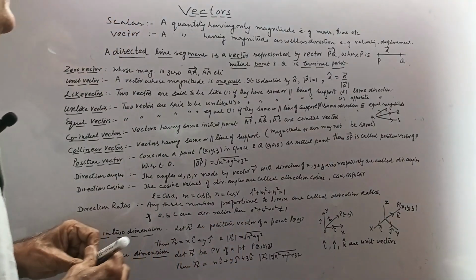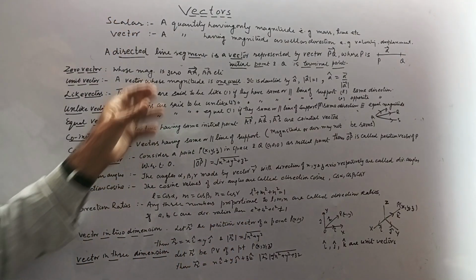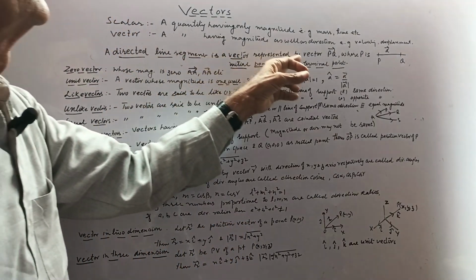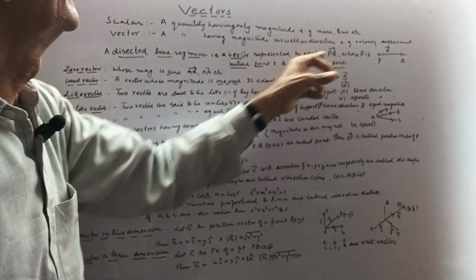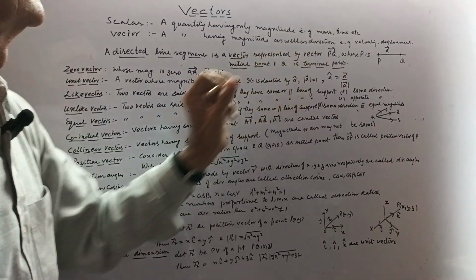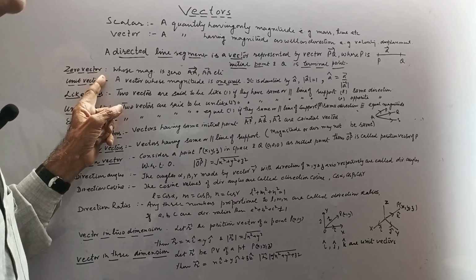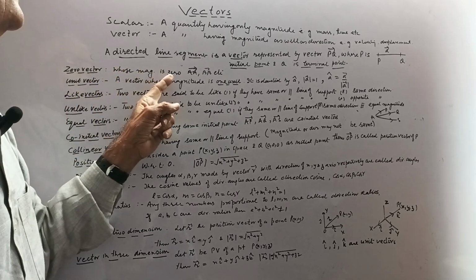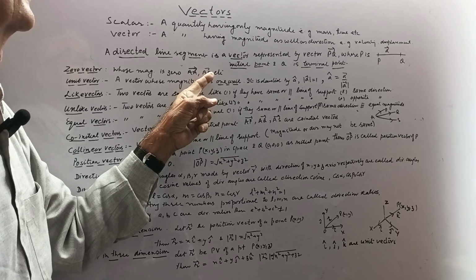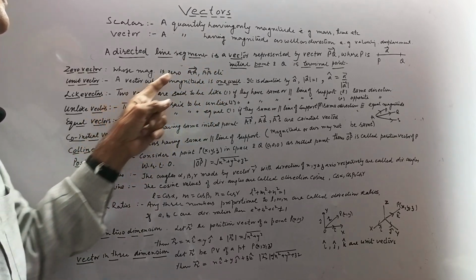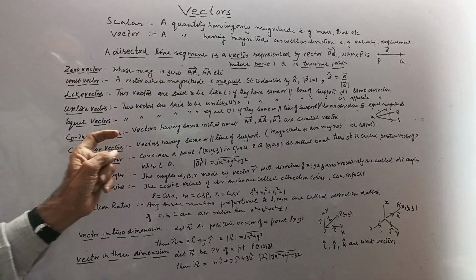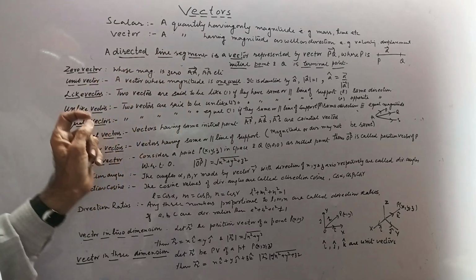These are vector quantities. A directed line segment is a vector represented by vector PQ, where P is the initial point and Q is the terminal point. Zero vector: a vector whose magnitude is zero. A vector, B vector, etc. are zero vectors because here the initial point and the terminal point are the same.